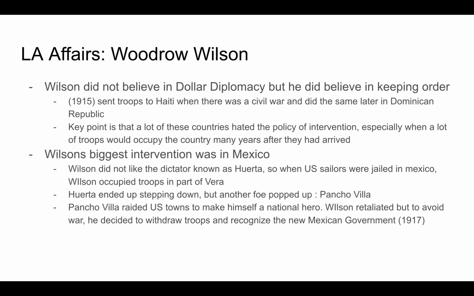Wilson's biggest intervention was in Mexico. Wilson did not like the dictator known as Huerta, so when U.S. sailors were jailed in Mexico, Wilson occupied part of Veracruz with troops. Huerta ended up stepping down, but another foe popped up. Pancho Villa raided U.S. towns to make himself a national hero. Wilson retaliated, but to avoid war, he decided to withdraw troops and recognize the new Mexican government.